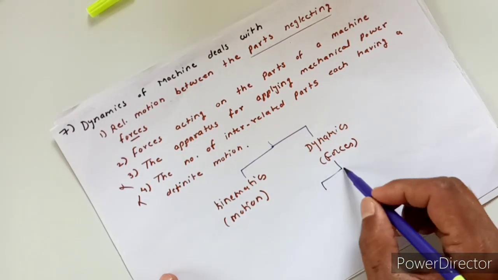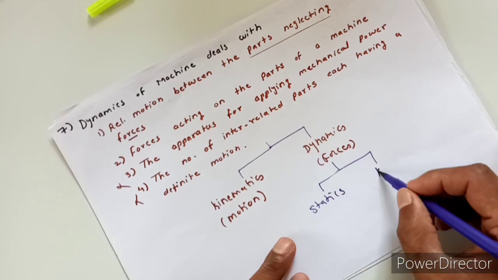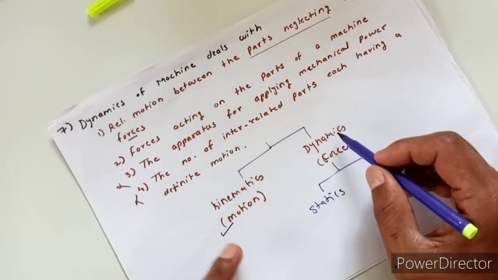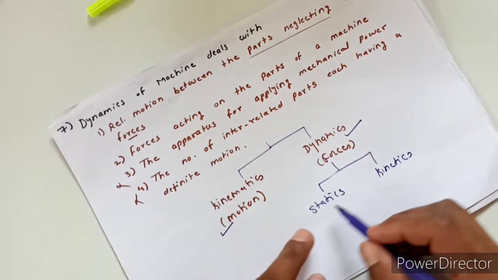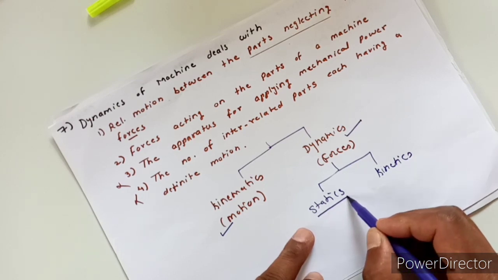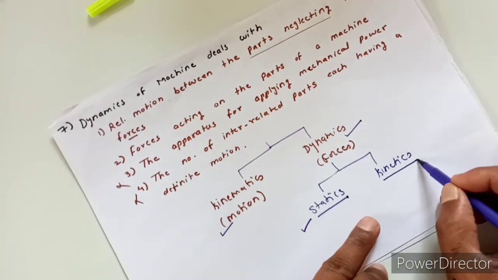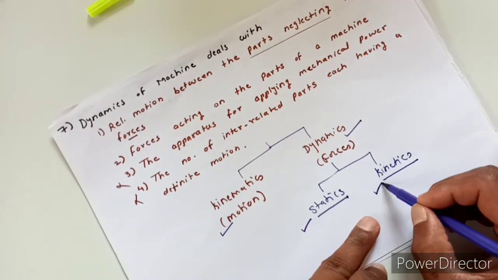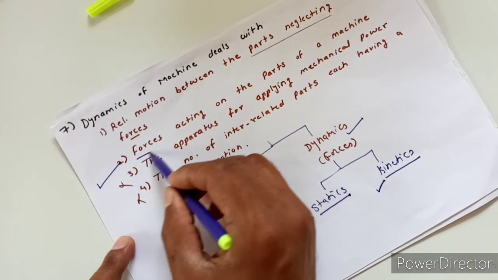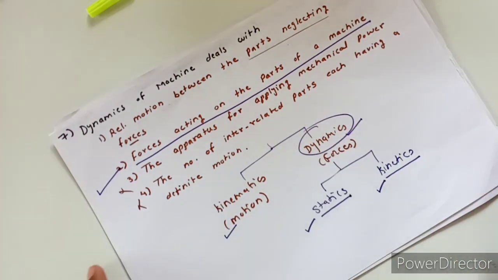Dynamics is further divided into two parts: statics and kinetics. So study of motion is kinematics, study of forces is dynamics. Study of forces, assuming the parts of the machine are at rest, is statics, and study of inertia forces comes under kinetics. So the correct answer is option number 2. Study of forces acting on the parts of a machine is nothing but dynamics.